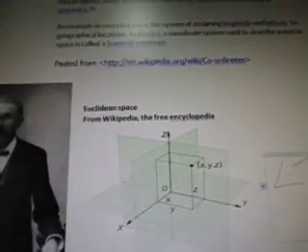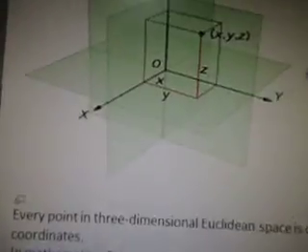The next man we're going to talk about is Minkowski, Jules Henri Poincare. So let's go over to Euclidean space from Wikipedia. That's what it looks like. That's the graph for it.